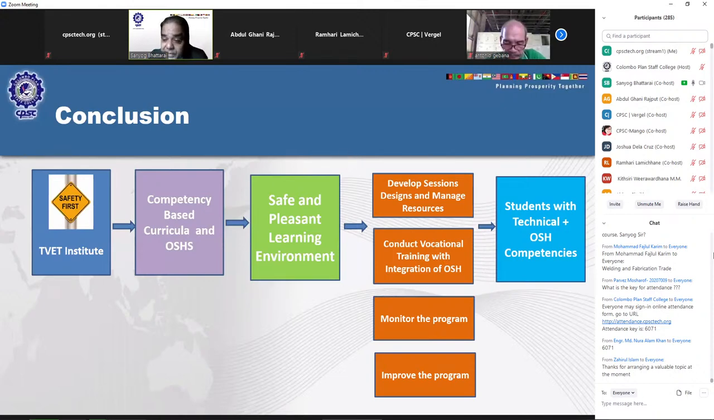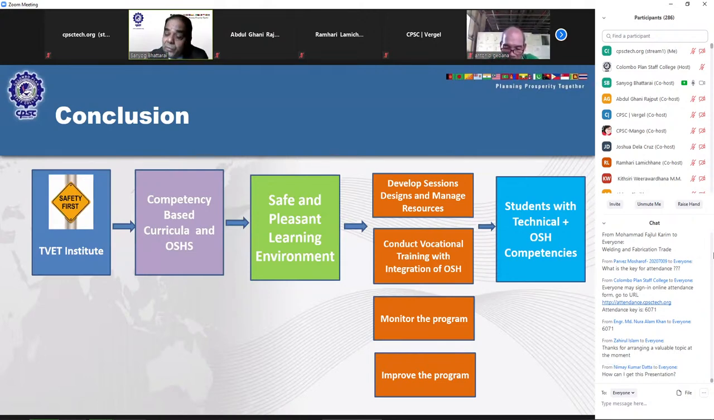So this is almost a PDCA cycle. We have to apply it to OSHS management as well. What we get as an output is a student with technical and OSHS competencies. That is our objective. Our students are not only equipped with technical competency, but also with occupational safety and health competencies, so that when they go to work, they can work very professionally and safely, and also prevent accidents to others, for citizens as well.